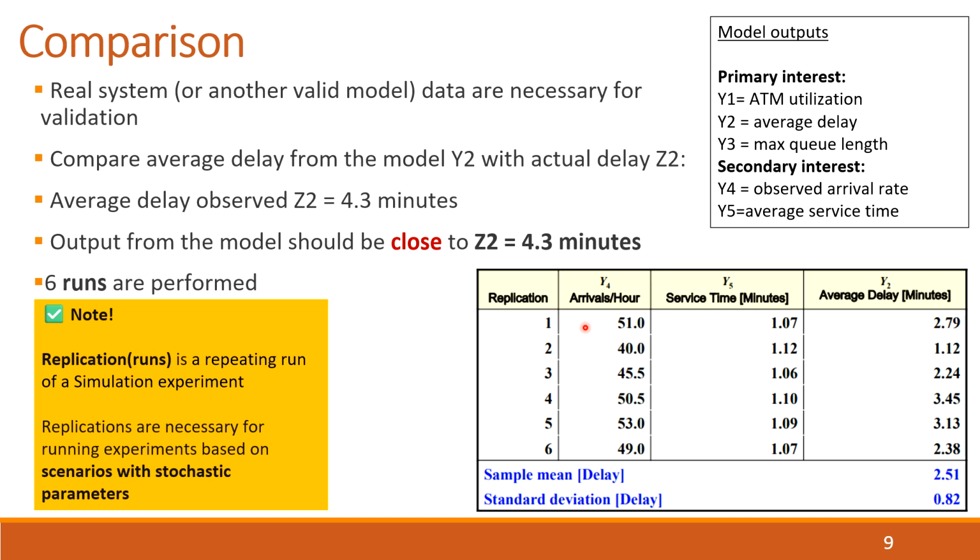So what was the arrival rate, what was the service time, what were the average delays, of course, for each replication. Of course, we could calculate the average value, but in this case, we have calculated the mean and the standard deviation only for the average delay. Just try to see what kind of results we got. Just to remind you, according to the real data, the average delay should be equal to the following value, while we are receiving this value.